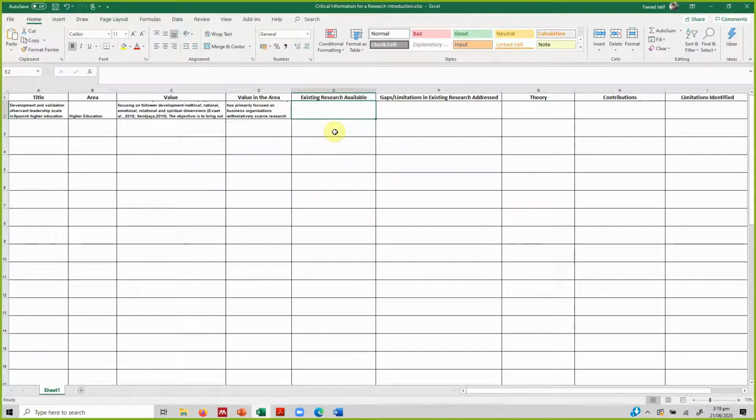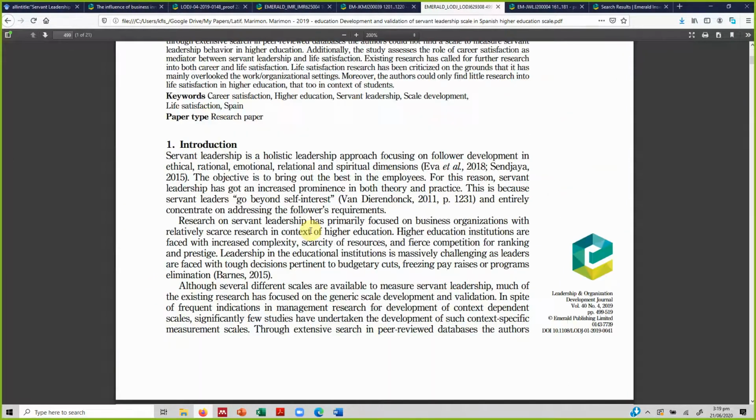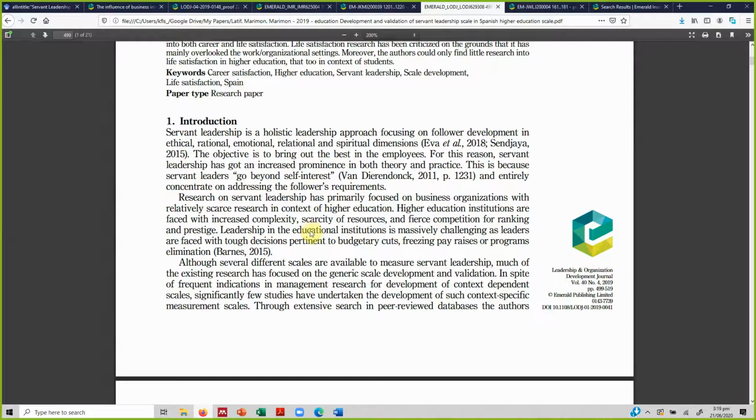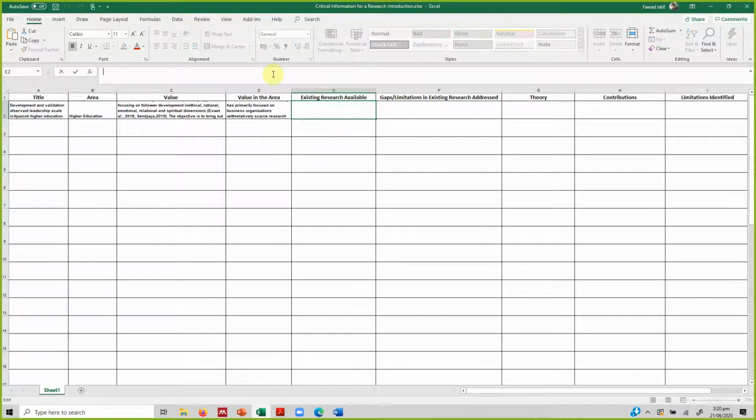Now, what existing research is available in this particular area? And obviously we can easily copy this from the paper. This paper was actually focused on scale development. So what we did was start with identifying the limitations with respect to scale development. Although several scales are available to measure certain constructs, much of the existing research has focused on generic development and validation. We do not need to copy everything from this paper. What we do is just copy this particular text and put it in here.